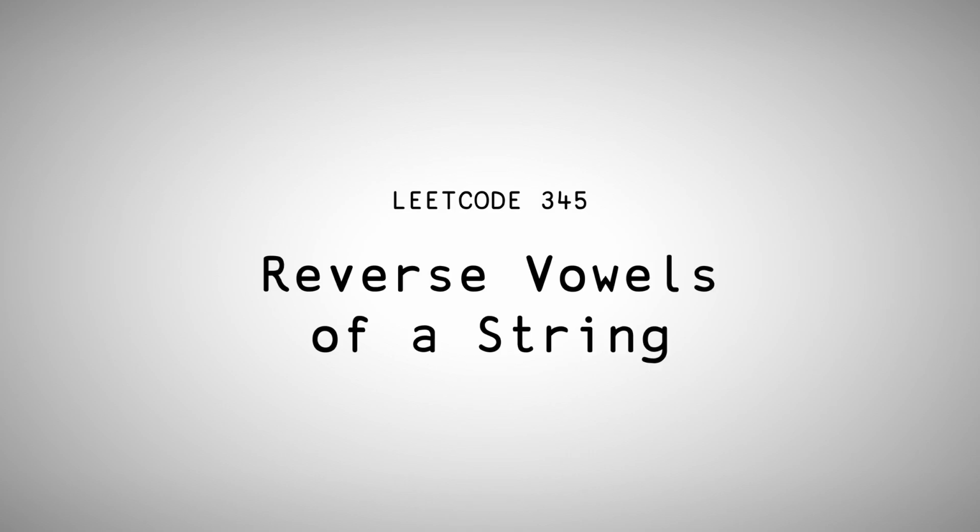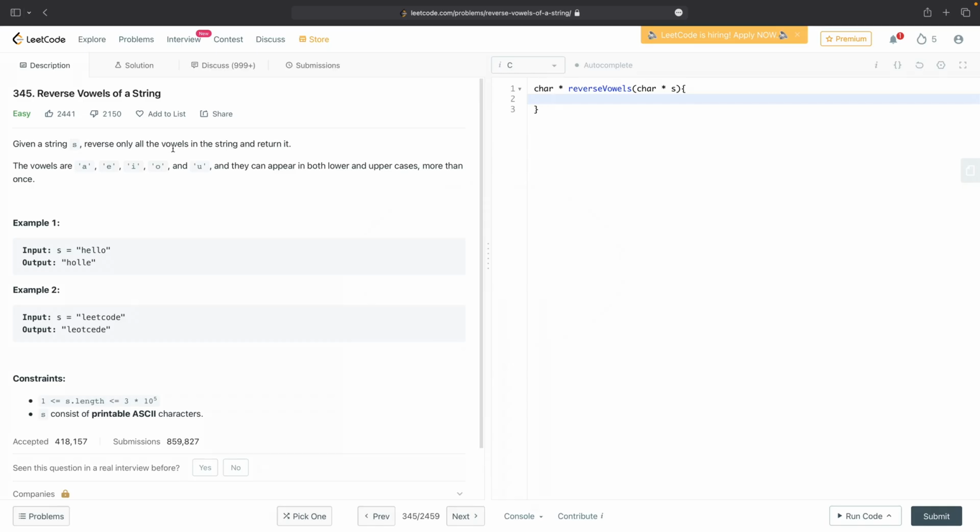Today we are doing the reverse vowels of a string problem. Given a string S, reverse only all the vowels in the string and return it. The vowels are A, E, I, O, U, and they can appear in both lower and upper cases more than once.